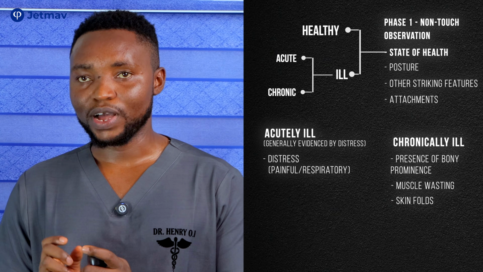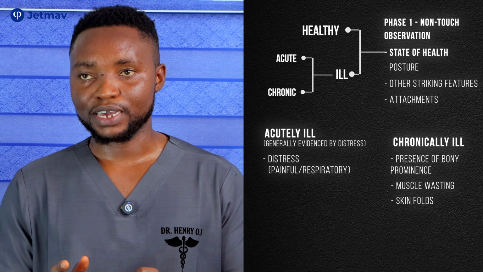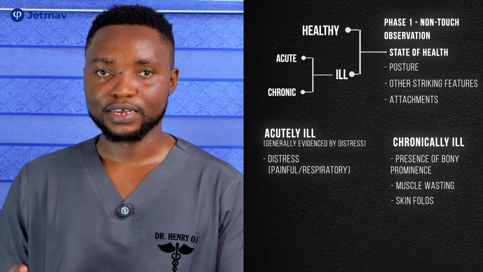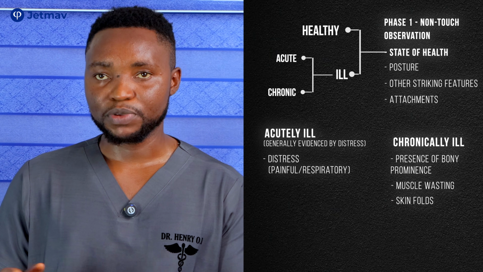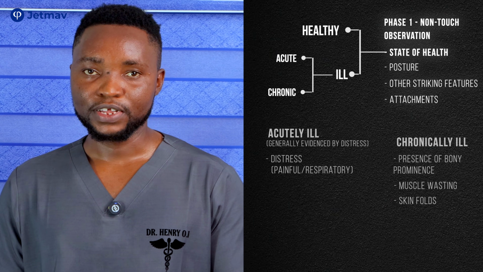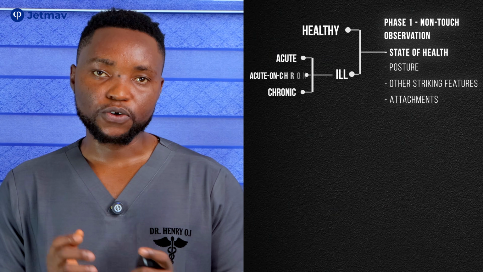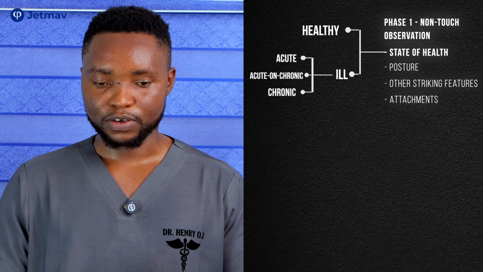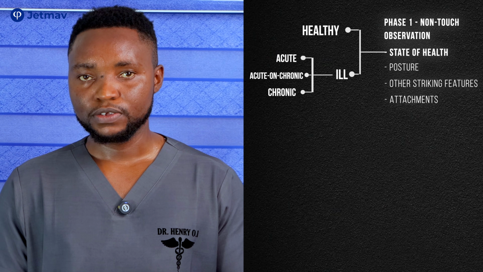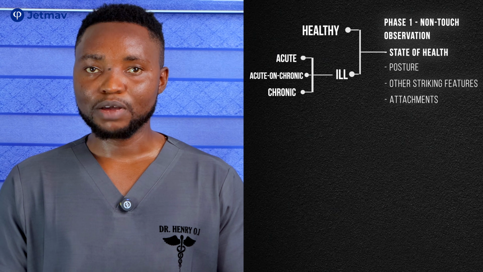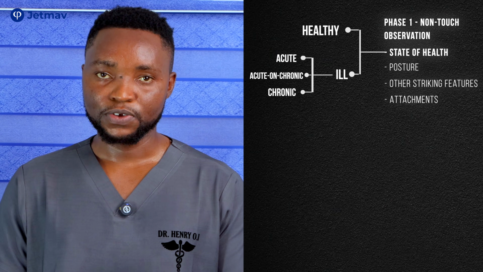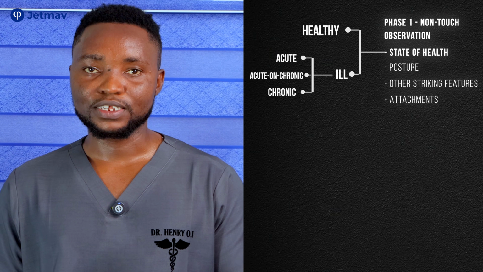So like I said, we have acutely ill patients, which is evidenced most times by painful or respiratory distress. Then we have chronically ill patients, which are evidenced by muscle wasting, bony prominences, and skin folds. So these are the two things that will tell you if a patient is acutely ill or chronically ill. Then again, in some cases, we might have what we call acute on chronic. That is to say, a patient who has been chronically ill but has signs of painful or respiratory distress. So you can say that is acute on chronic. That might be a result of exacerbation of the chronic condition, leading to acute exacerbation of the chronic condition.